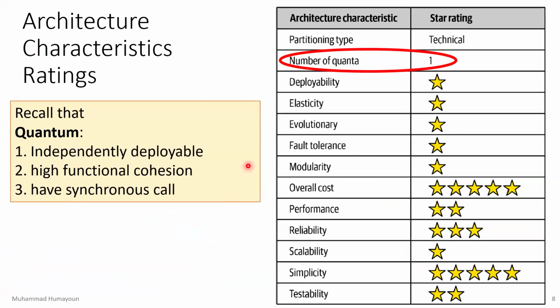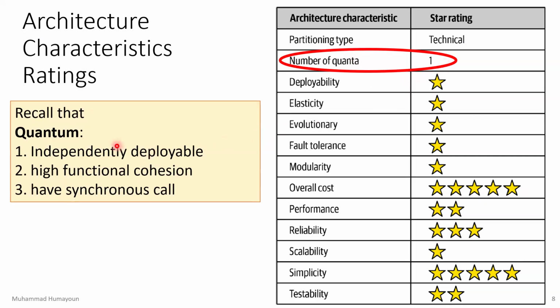So let's rate the architectural characteristics for our architectural style. So it's a layered architecture. Partitioning type is technical. Number of quanta it has is 1.